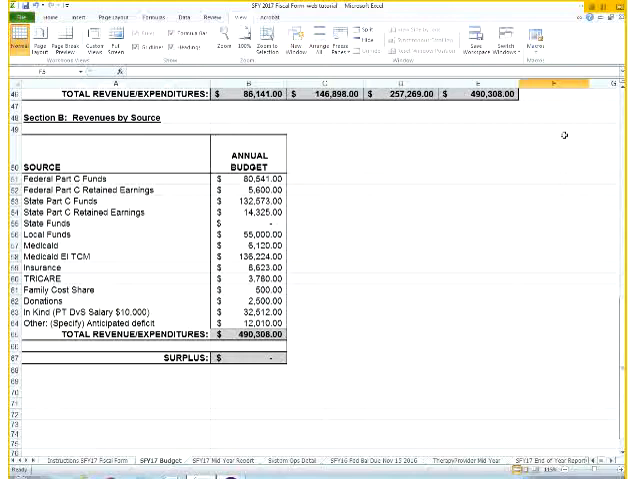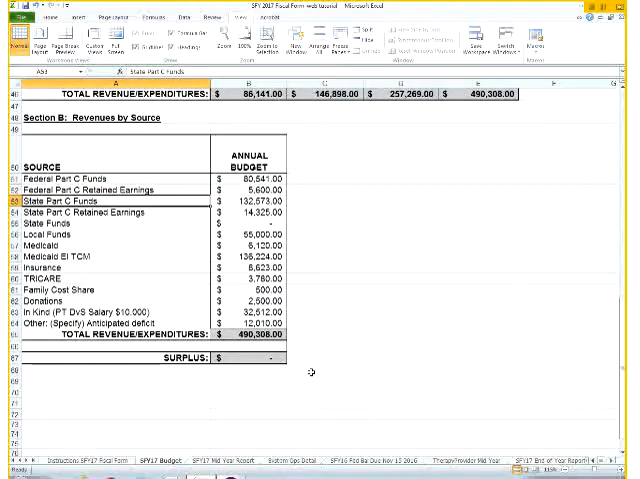First we'll talk about the federal Part C funds. The federal Part C funds is the amount of the federal Part C funds allocated to the local system for that particular contract year. This amount should match the amount of the federal funds specified in your local Part C contract. Federal Part C return earnings refer to any unexpended federal Part C funds from the prior fiscal year.